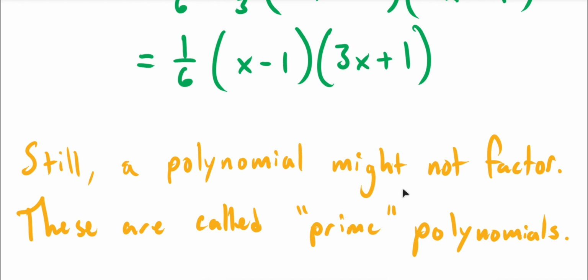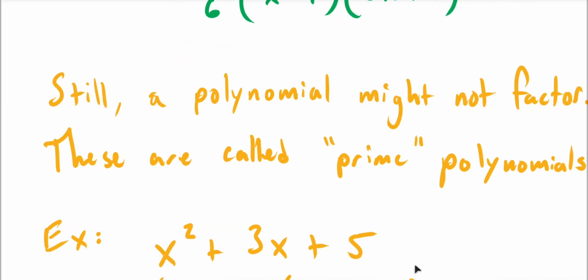You can't factor it. Just like there are many numbers that don't break down into anything else other than themselves times 1, we call those the prime numbers, a polynomial might not factor into smaller polynomials, and we call these prime polynomials. For example, consider x squared plus 3x plus 5.